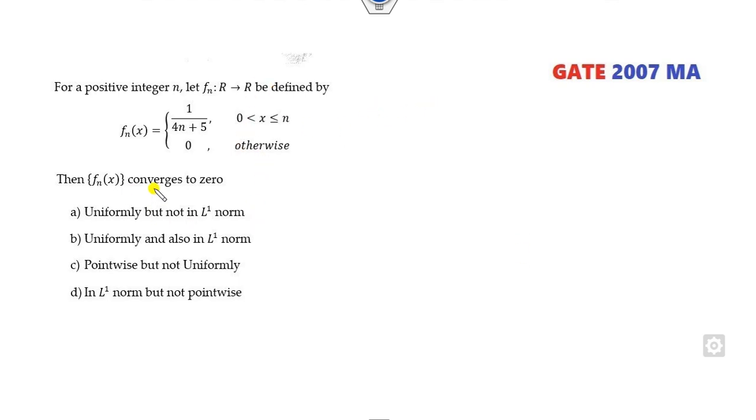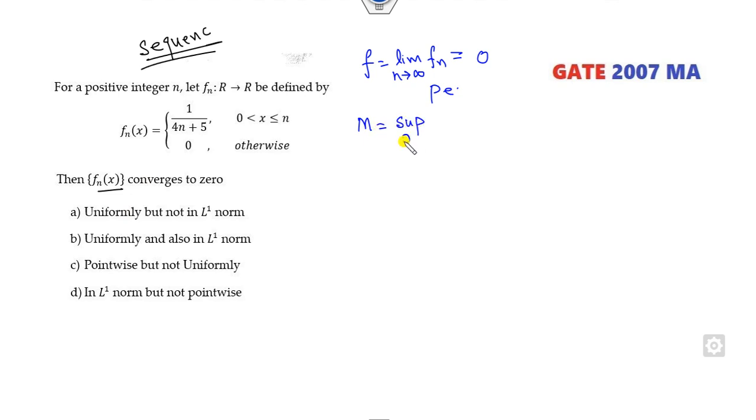Okay, look at this one. Which of the following sequences? They are talking about the sequence. First you find the limit of this Fn as n approaches infinity. It goes to 0. Which is continuous? A single point is piecewise continuous. Now whether it is uniformly convergent or not, you can check using the supremum of Fn, 1 over 4n plus 5 minus 0. This clearly goes to 0 as n approaches infinity. Therefore Fn converges to F uniformly.